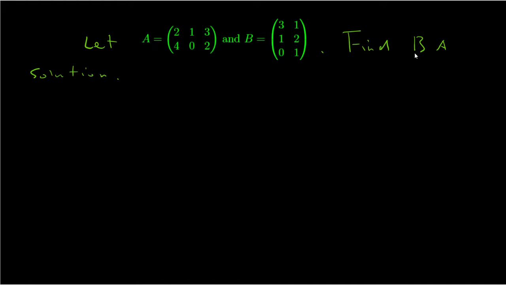So do not forget you need to answer three questions. Is the product defined? And then the size of the product, if defined. And then after that, you determine all the numbers in the product. Okay, we'll label the questions one by one. Is the product defined? So by that I mean is BA defined?